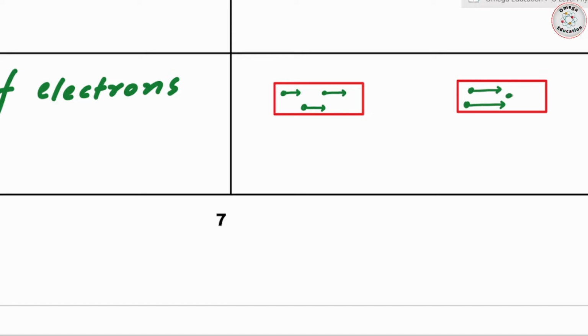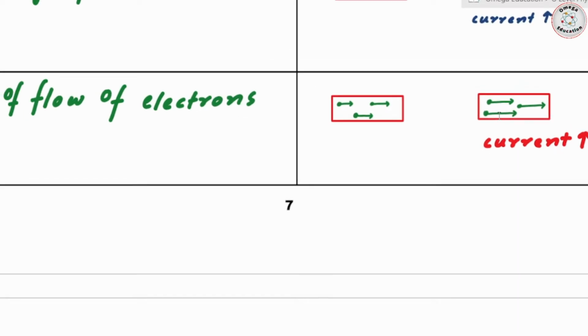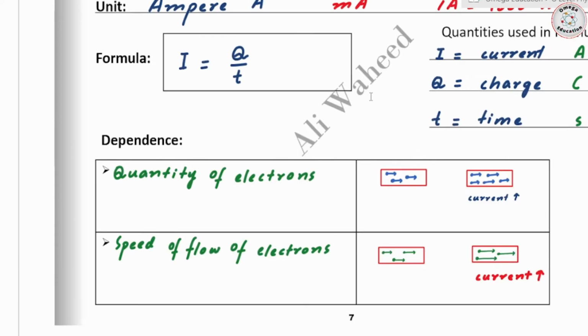So we have the same number of electrons, but this time the speed or the velocity of the electrons has been increased. So what we can say is, in this case, once again, the current would have been increased. The number of charges is the same, but the speed of the charges is now increased, and that would increase the amount of current. So you increase one of these two things, or you can increase both of them, and that would result in an increase in the amount of current.